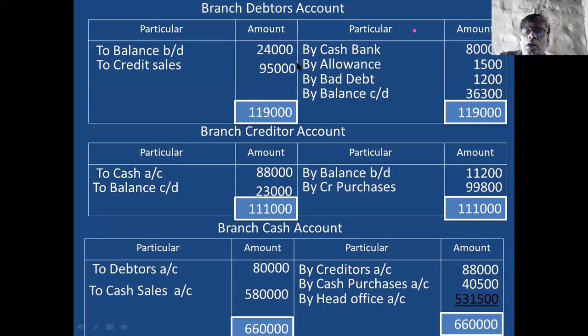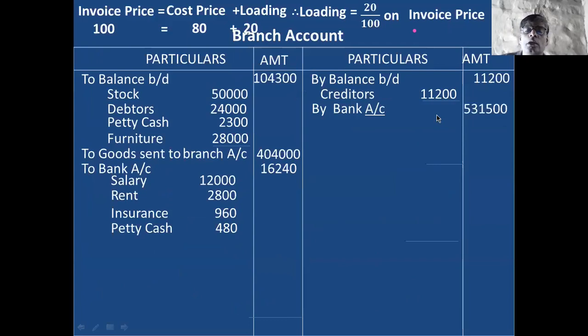As for the debtors account, what are the cash items you take? In the creditors account, some are cash transactions you take to the cash account. Then cash sale and cash purchase you take, and close the cash book. Whatever balance comes, that balance is given to head office. So your cash bank account balance is 5,31,500. This is the second item.